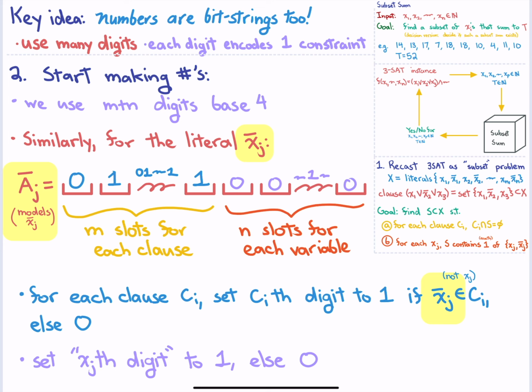So I'm creating these bit strings that are encoding which variable this number comes from. Is it coming from xj or xj plus 1, right? And it's also encoding which clauses the literal corresponding to the number participates in. So roughly all the information from the problem is encoded in these numbers. And it's still polynomial size. It's m plus n digits, which might look like a lot, but it's polynomial, right? So it's not blowing up that much.